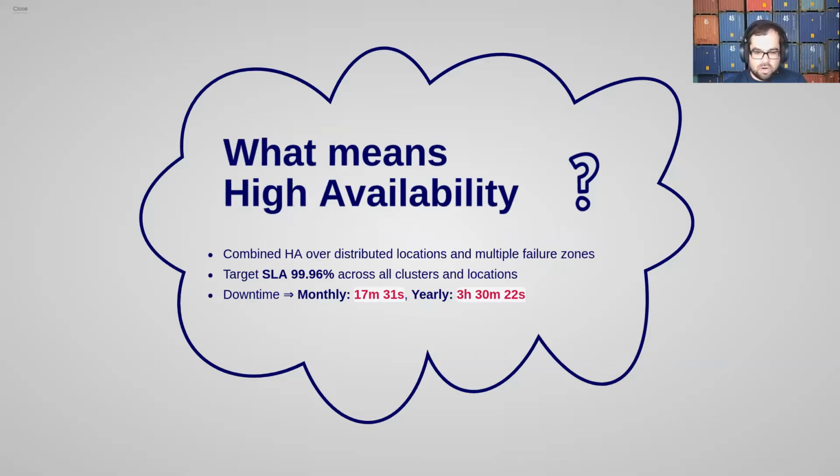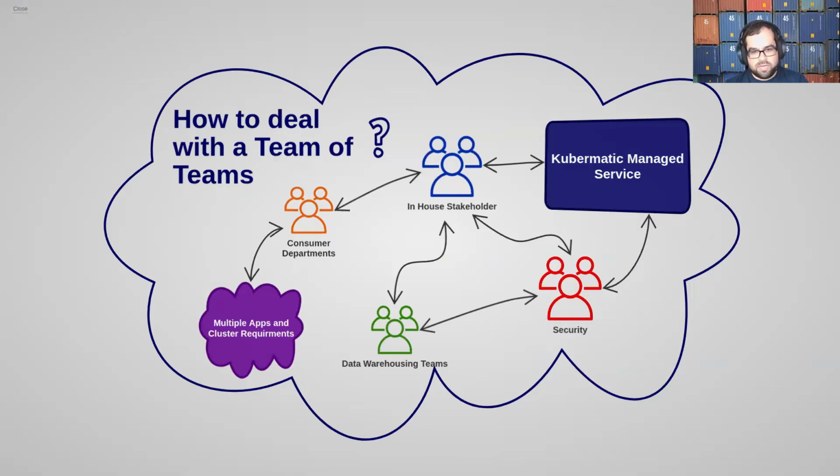And therefore, we get a target SLA of 99.96% across all clusters and locations. This means if everything were down, we would have a monthly downtime of 70 minutes. That's really not much. 70 minutes is really something if you have a problem that runs out of control. And in a year, you can expect 3 hours of downtime. Kubernetes could maybe be a challenge there. And this is basically our journey. And now Mario can take over on how we managed the organizational part of it first.